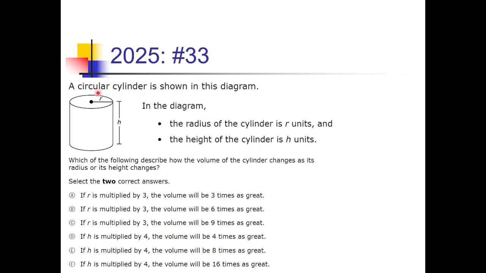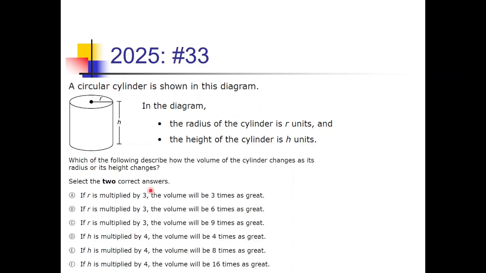On this one, we're shown a circular cylinder, and we've got the radius is r and the height is h. Which of the following, they want to know, describes how the volume of the cylinder changes as its radius or its height changes? And there's two answers out of here. So we're basically asking about the r and the h separately.